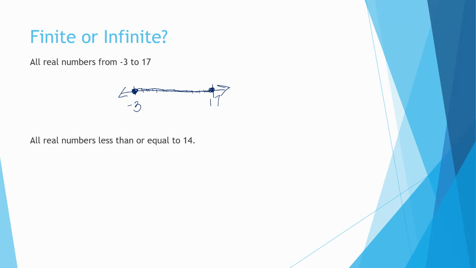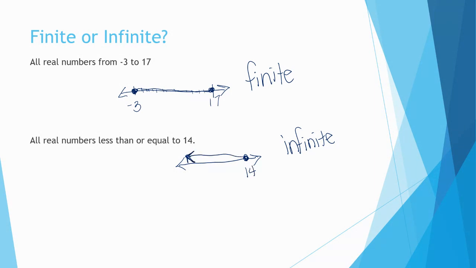If we were to graph all real numbers less than or equal to 14, this one is going to be infinite. I guess the last one was finite. This one is infinite. Because even though you have no numbers that are higher than 14, you're talking about every single number lower than 14. 13, 12, 11, -2, -7, -1,365,000. There's an infinite amount of numbers or set of numbers that is less than or equal to 14. As you can see, I've got an arrow on the end. That's a really good way to know.